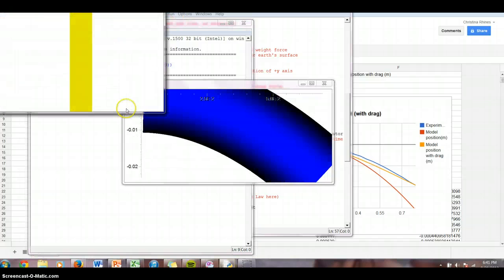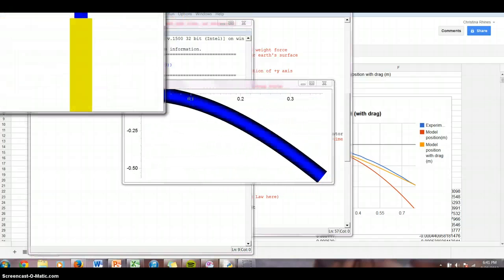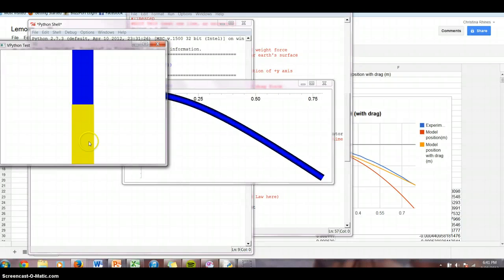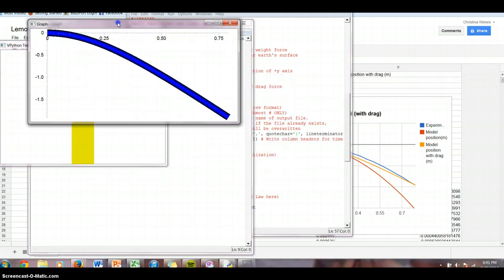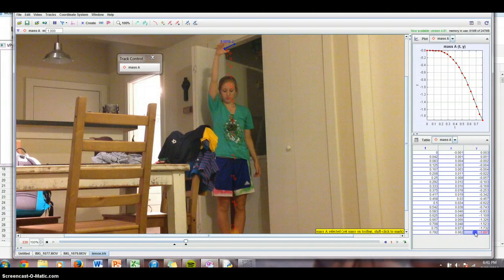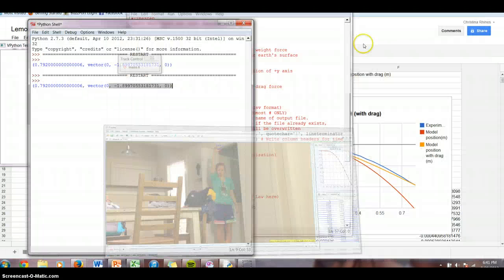When the model is run, we can see that the weight force pulling down is almost proportional to the drag force that's pushing up. And it is shown here on our model that it travels about 2 meters. Here we can see that the end position is negative 0.1899. This is very similar to the final position shown in Tracker, which is negative 1.89.